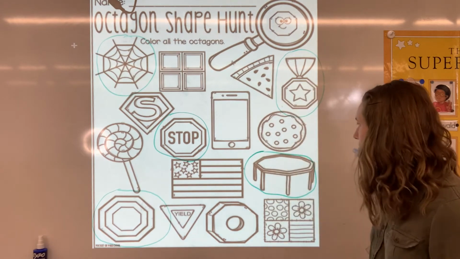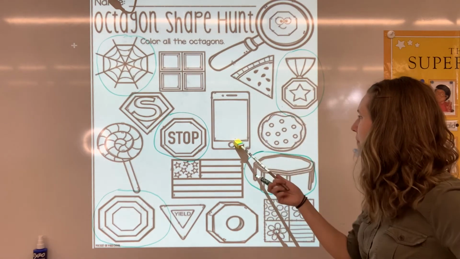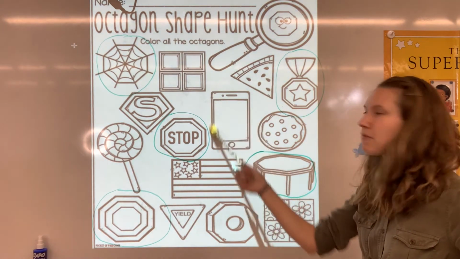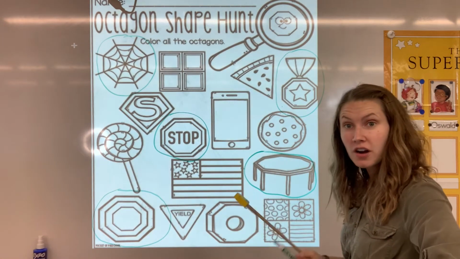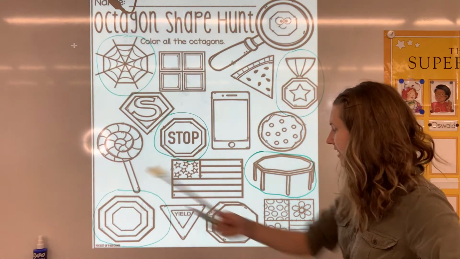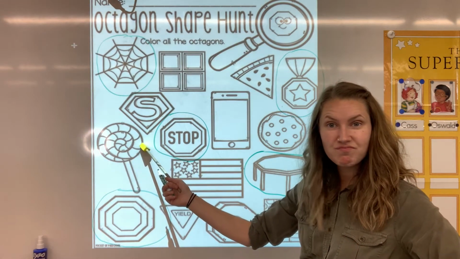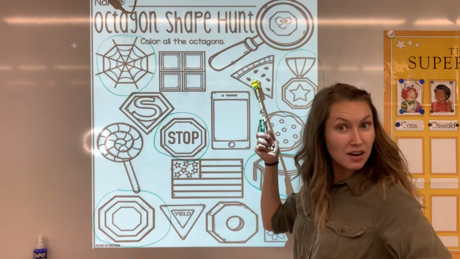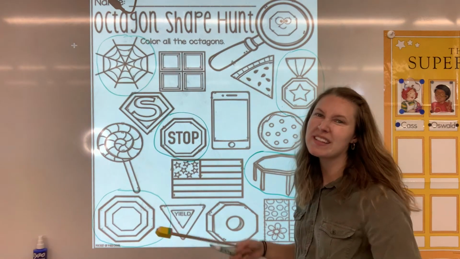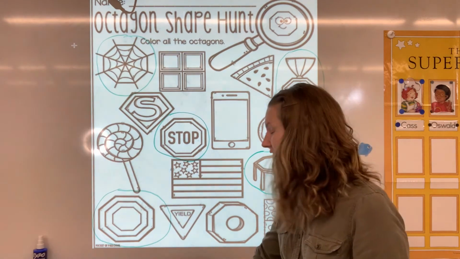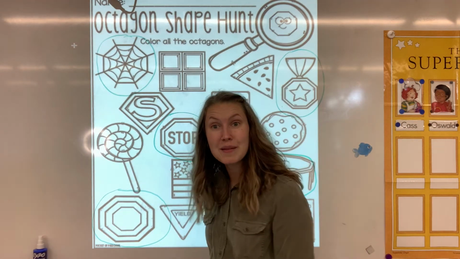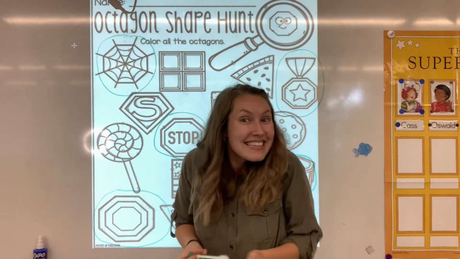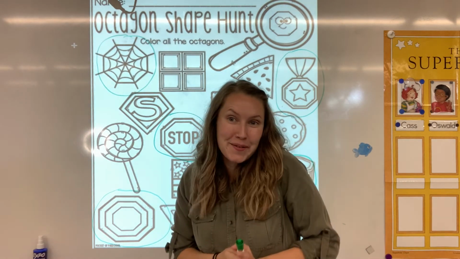Well, I think we found all our octagons. I see an iPad here. Is that an octagon? No, it looks more like a rectangle. It has 2 sides that are longer than the other 2. I see a lollipop. Is that an octagon? No, it's a circle. I see a watermelon. Is that an octagon? Nope, it's a triangle. I think we found all our octagons, which means that we're ready to write about them now. So grab your morning journal and let's see what kind of octagon shapes we found.